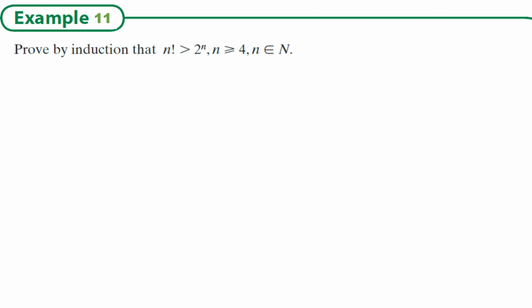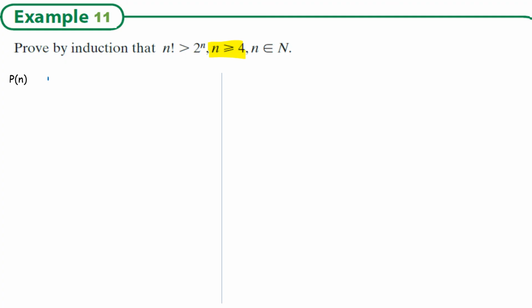So this is n factorial, and factorial means you multiply all the numbers back from n to 1. So for example, if it was 3 factorial, it would be 3 by 2 by 1. I'm going to show that's greater than 2 to the power of n. They've told us that n is greater than or equal to 4, where n is an element of the natural numbers.